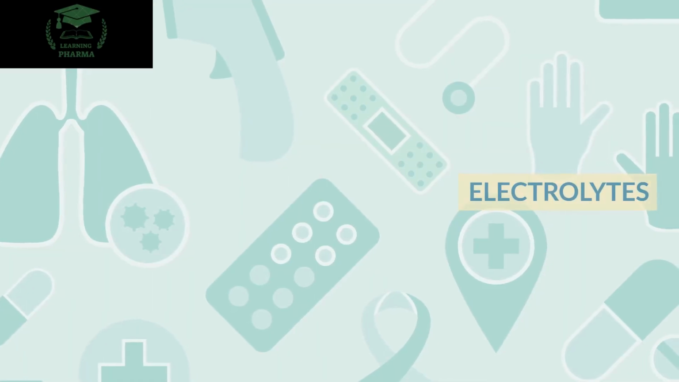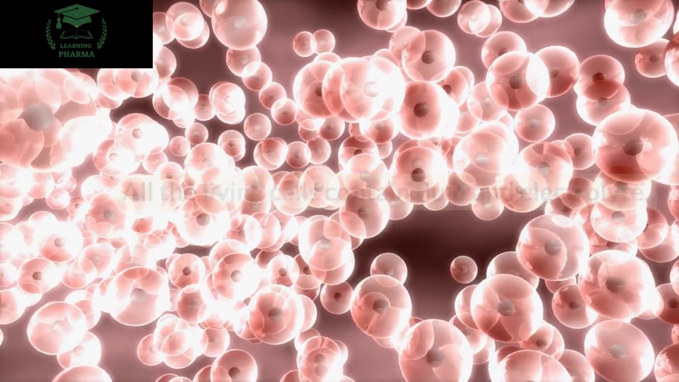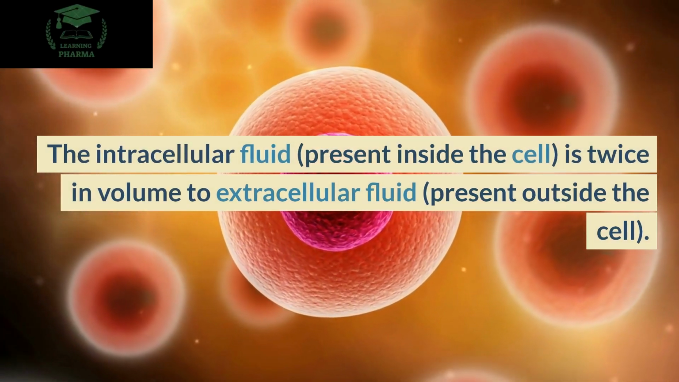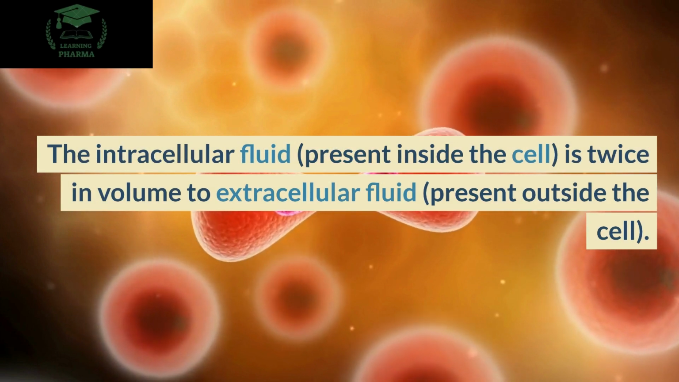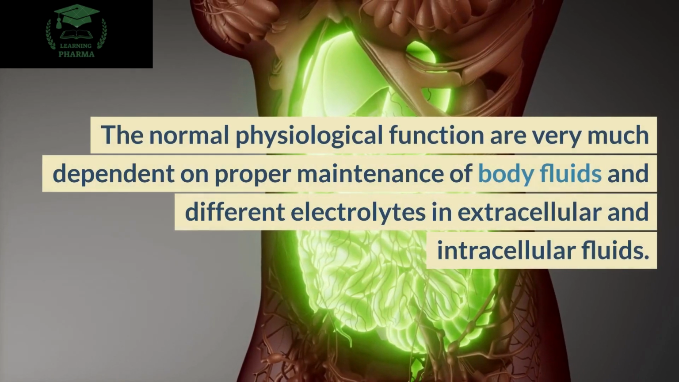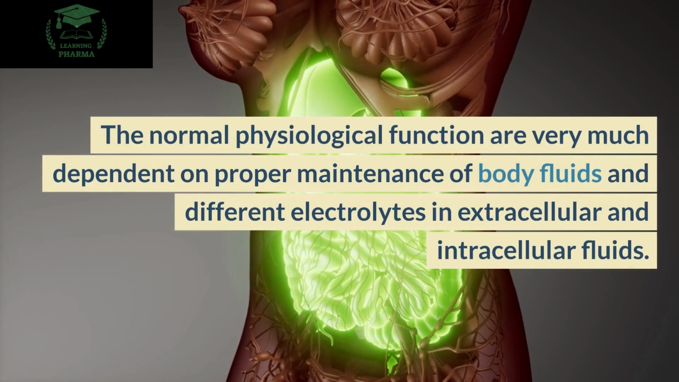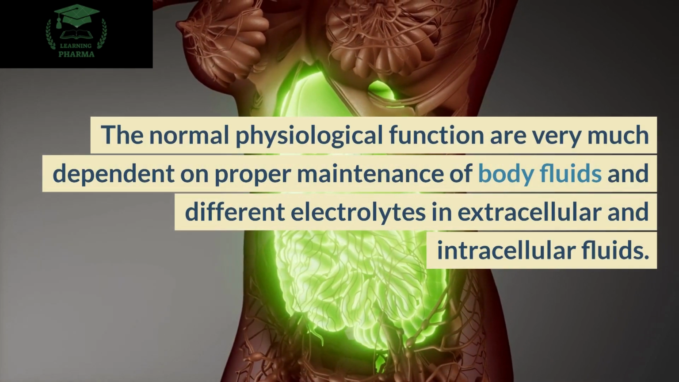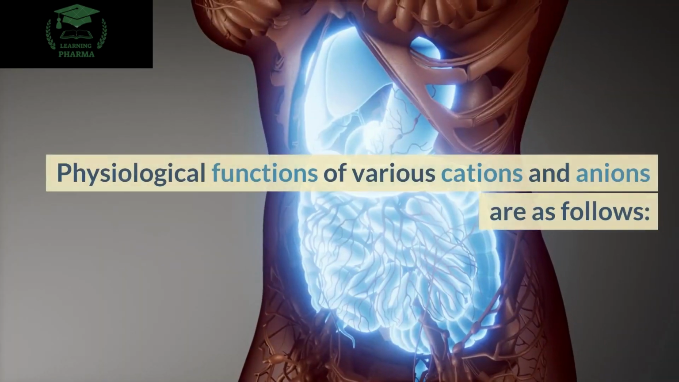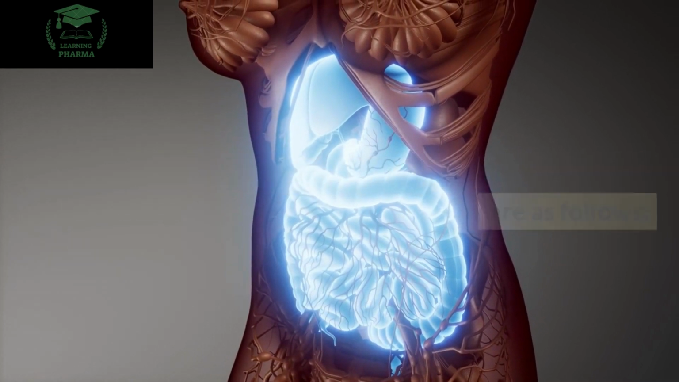Electrolytes. All the living cells contain fluid and electrolytes. The intracellular fluid, present inside the cell, is twice in volume to extracellular fluid, present outside the cell. The normal physiological functions are very much dependent on proper maintenance of body fluids and different electrolytes in extracellular and intracellular fluids. Physiological functions of various cations and anions are as follows.